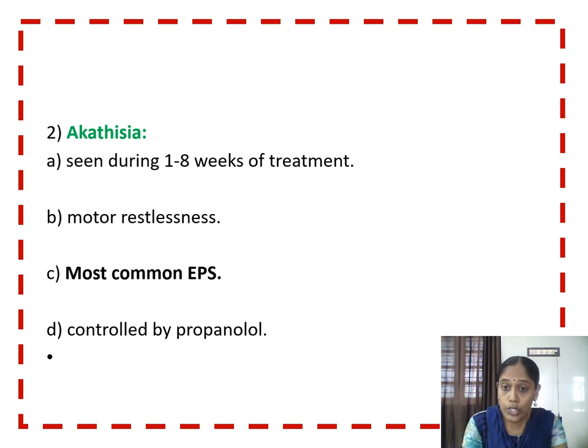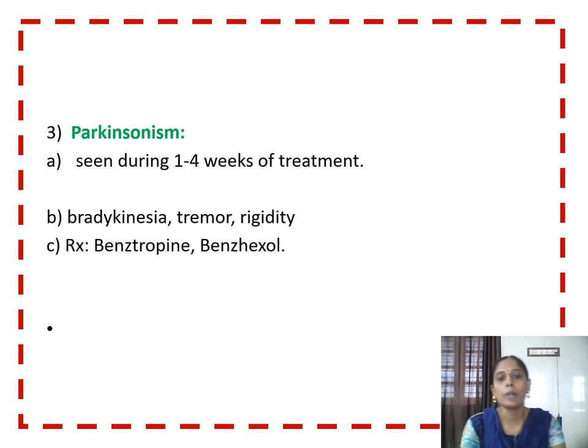For akathisia, which is seen in the first to 8 weeks of treatment, there will be only motor restlessness, which is the most common EPS, and we have to treat it with a beta blocker. And Parkinsonism is usually seen within 1 month of starting typical antipsychotics. The triad of symptoms, you all know, bradykinesia, tremor and rigidity will be there, and you have to give benztropine, benzhexol, the same centrally acting anticholinergics.